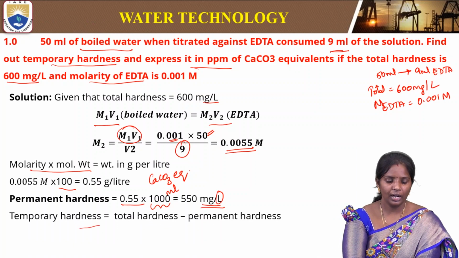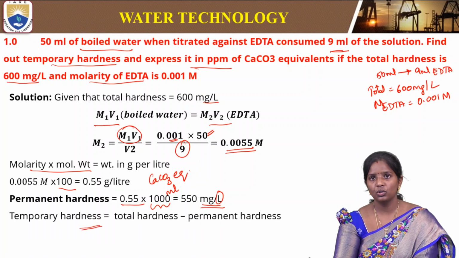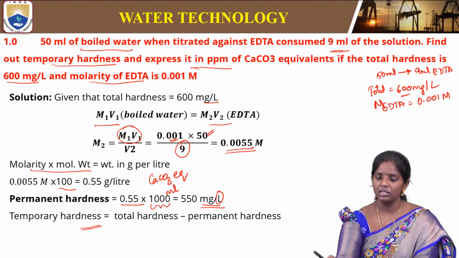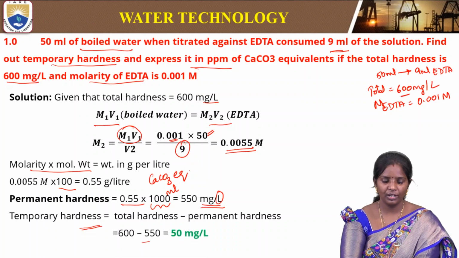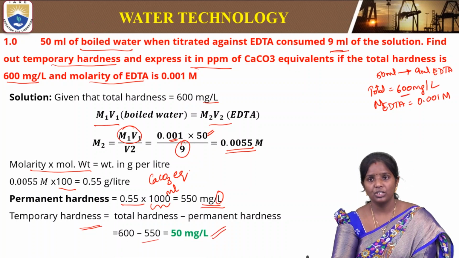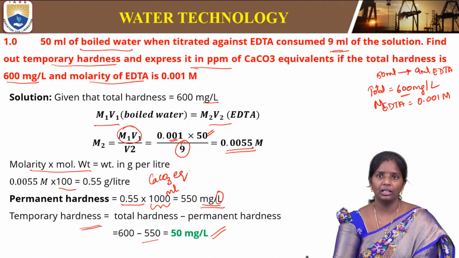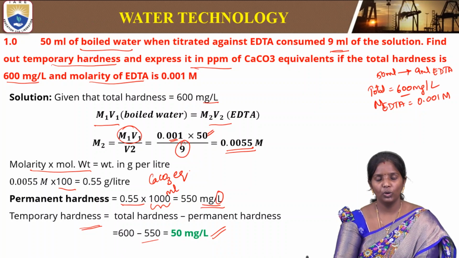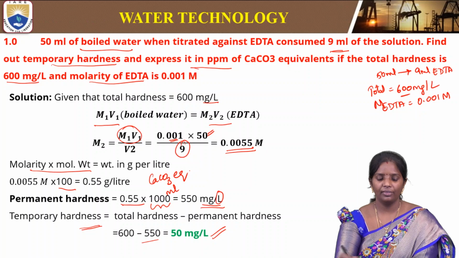So temporary hardness will be total minus permanent. Total is already given, 600. 600 minus 550 is nothing but 50 mg per liter. So this is how we calculate the temporary hardness from the total hardness. After we know the total hardness, we calculate the permanent hardness and then subtract both of them, and we get the temporary hardness for that water sample.